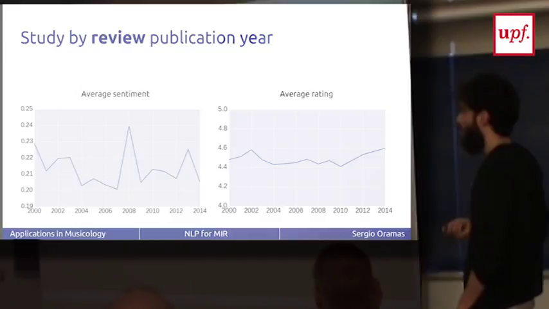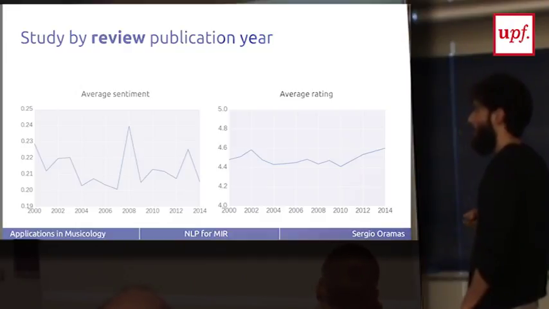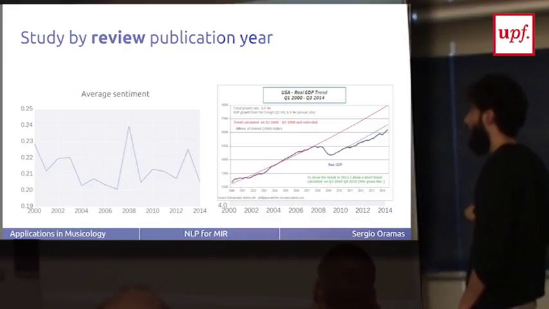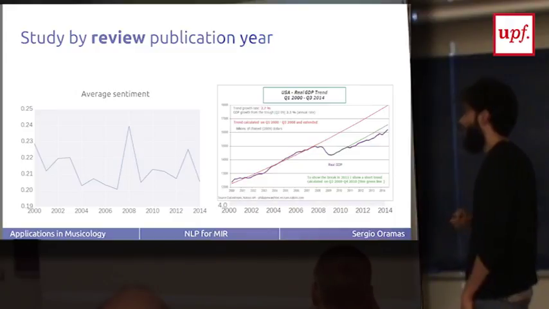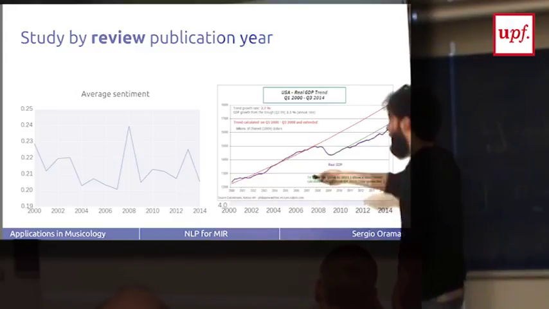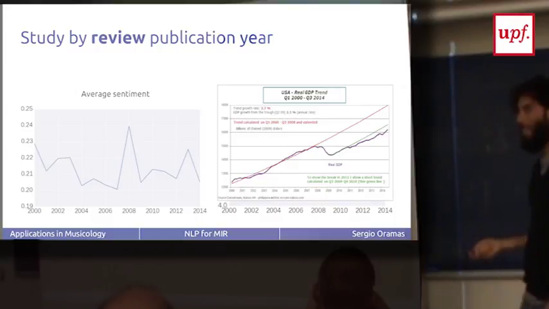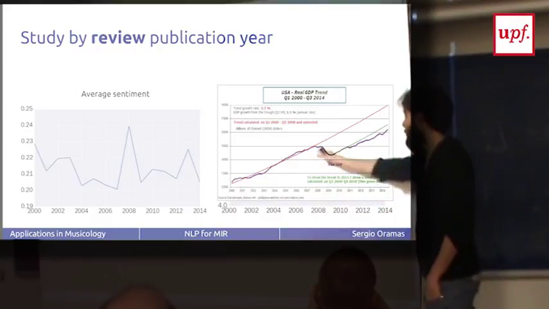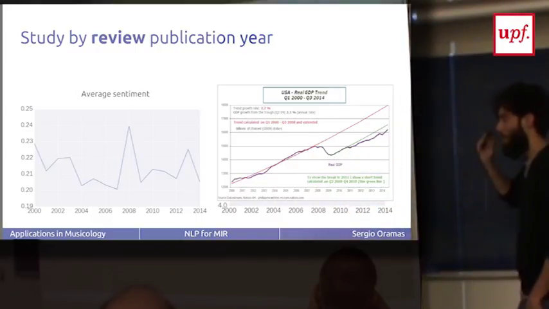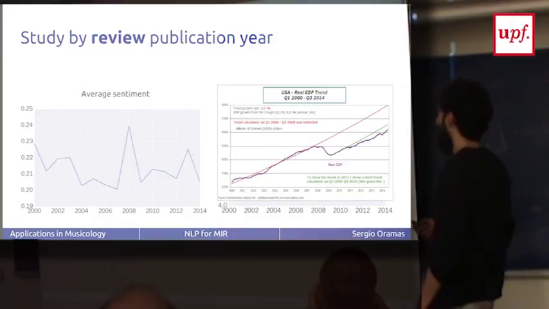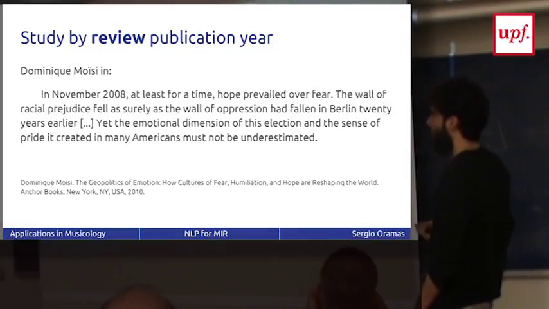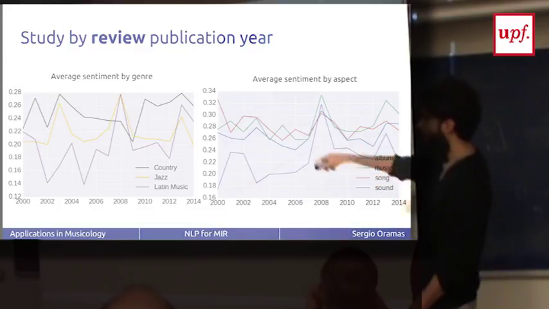But perhaps we think, okay, perhaps the sentiment is related with another thing, with the economy, perhaps. So this is the GDP of the United States. So this is the economy, you know, in 2008. For example, this is a hypothesis, no? Why not? Or what happened in 2008? Because we see that in 2008 we have a high peak.